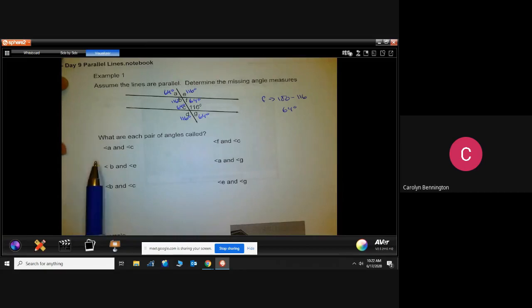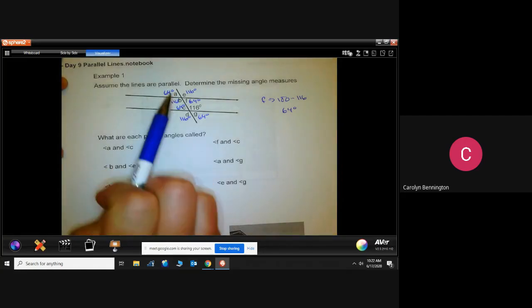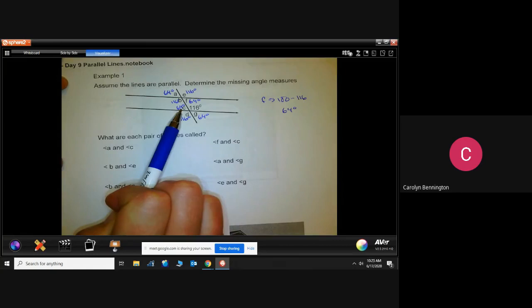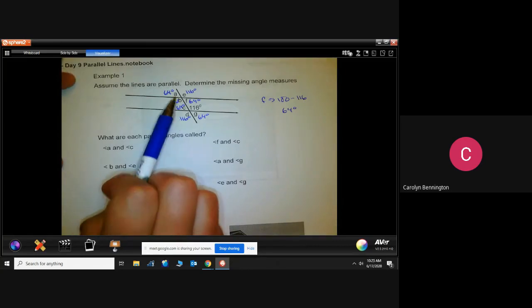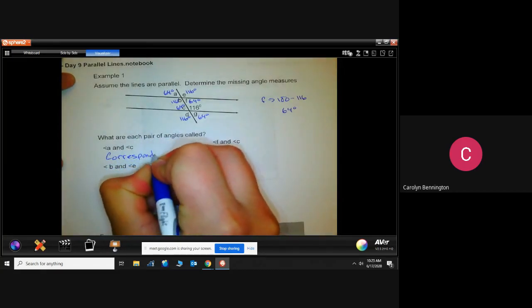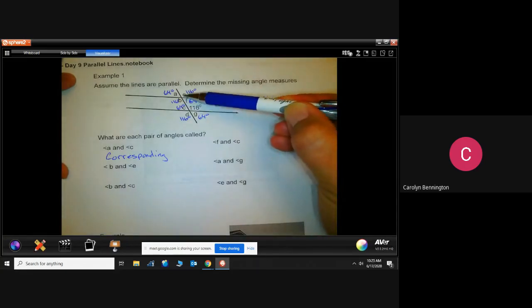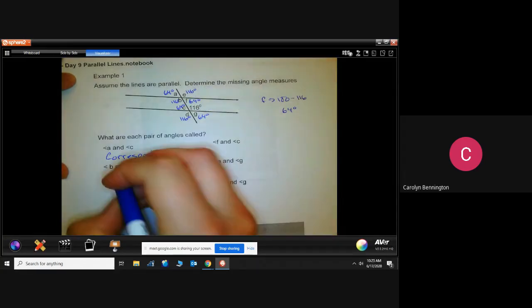For the next part, we need to name the pair of angles. So what are each pair of angles called? So angle A and angle C. Angle A is here and angle C is here. Those are in the same position on two different lines. So on the top left-hand side of the line, so those are corresponding angles. If we have angle B and angle E, so here's angle B and here's angle E, those ones are vertically opposite.